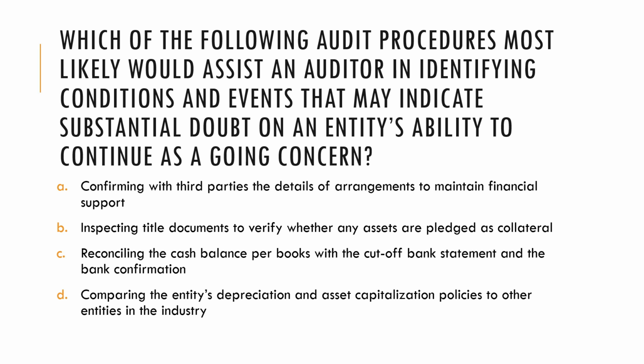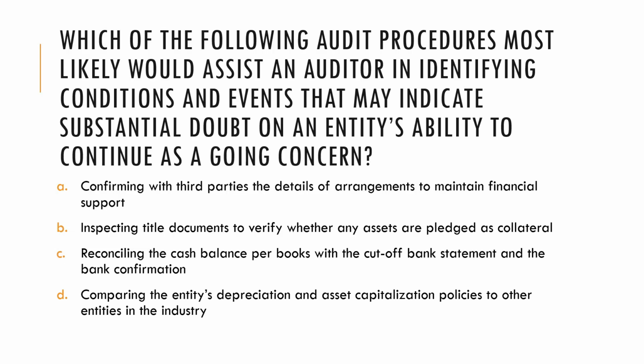So if your client is being maintained or is maintaining financial support, don't you agree that that might be a red flag, or that might already be an indication that the client is actually undergoing going concern issues? I would say, yeah, that is most likely it. But then let's evaluate the other choices. Letter B, inspecting title documents to verify whether any assets are pledged as collateral.